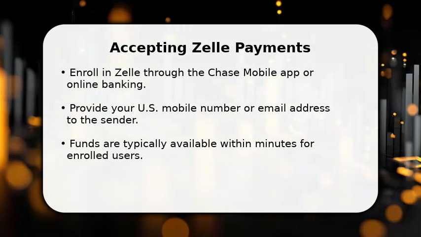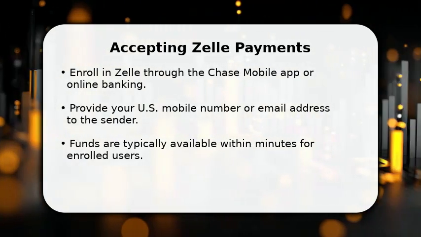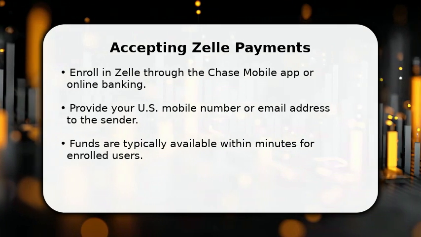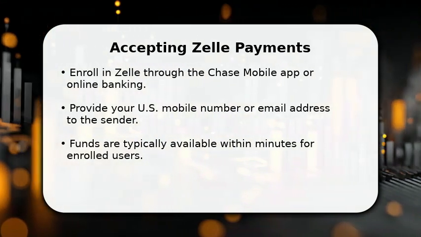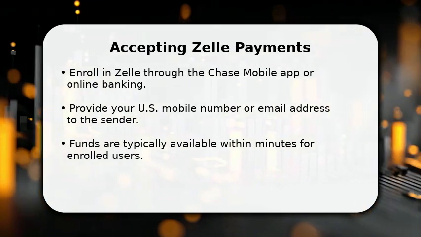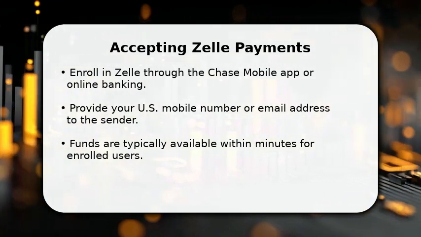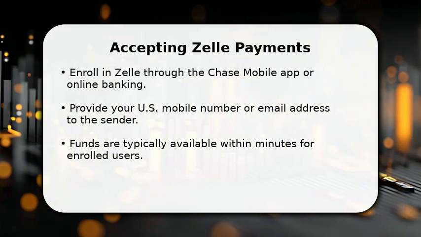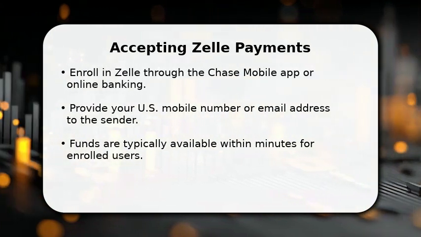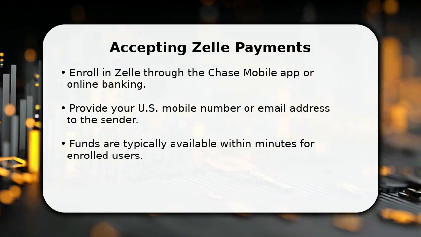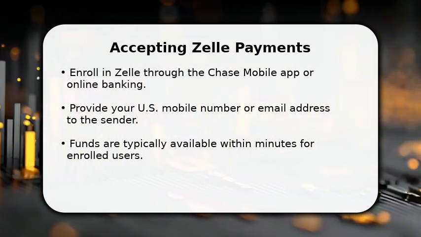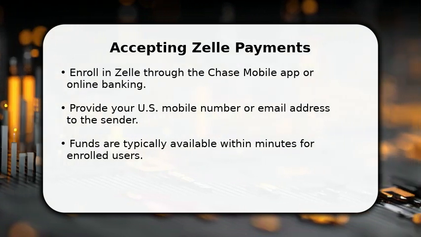In this video, I will explain how to accept money on Chase Zelle. To begin, you'll need to enroll in Zelle directly through your Chase mobile app or by logging into your Chase online banking account. Once enrolled, simply provide the sender with your U.S. mobile number or email address that is linked to your Chase account. For enrolled users, funds are typically available within minutes, making it a very quick and convenient way to receive money.